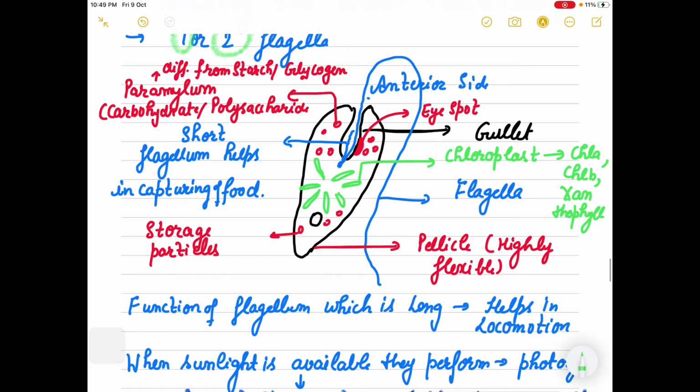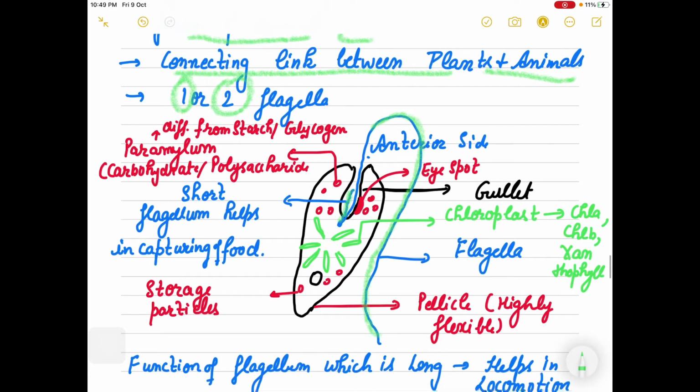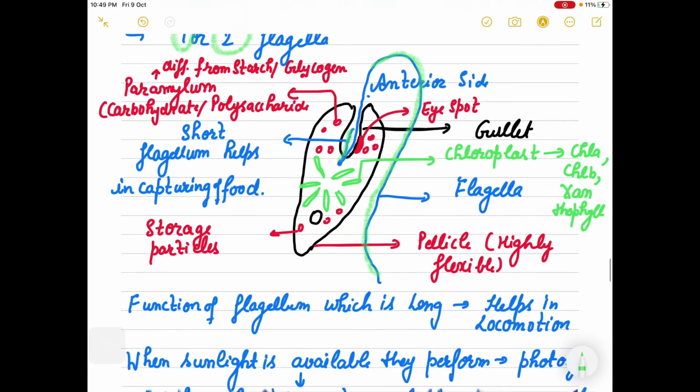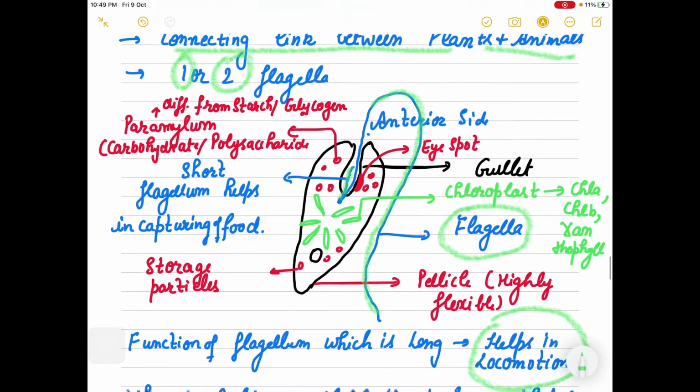So one, it is having, as you can see, a big long flagellum, right? And one is a short flagellum. So it has one long and one short flagellum. And the function of the long flagellum, its main function is in the locomotion, in the movement.